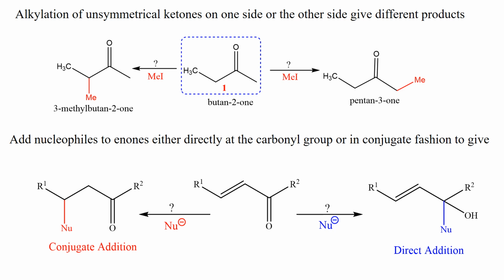For example, alkylation of 2-butanone, as given here, may give 3-pentanone, or 3-methyl-2-butanone, depending upon the reactants used. Similarly, nucleophiles are either added directly to the carbonyl or in conjugate fashion to the enone. Here is a direct addition of nucleophile to the carbonyl group, and here it is a conjugate addition of nucleophile.